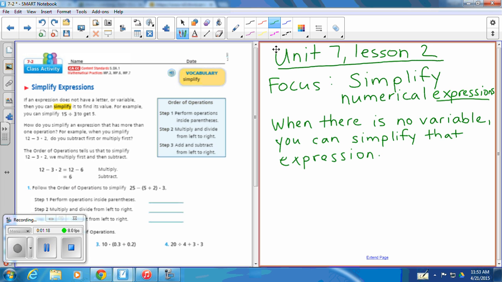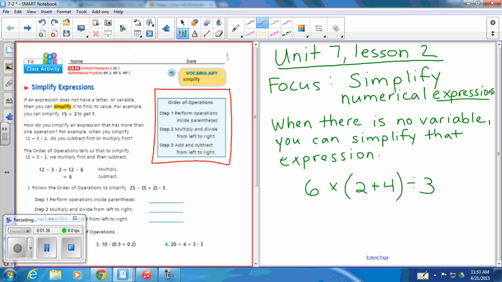Okay, so as an example, if we had 6 times the quantity of 2 plus 4 divided by 3, is there a variable in that expression? No. So we can actually solve it. But we need to remember our order of operations, because without our order of operations, we would get the wrong simplification. Simplify is a similar term to solve. You want to get it down to one final number.